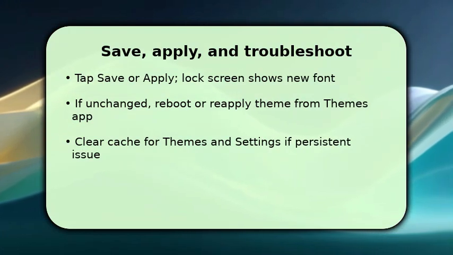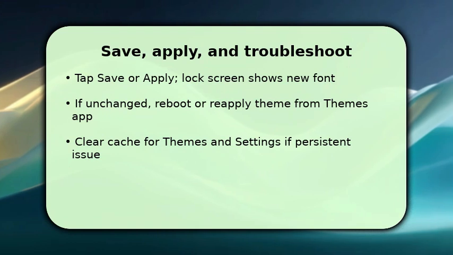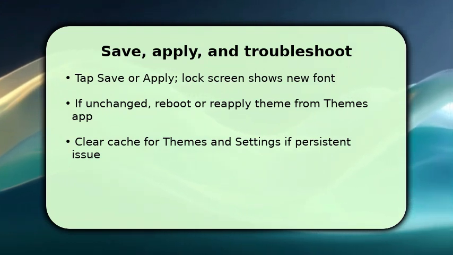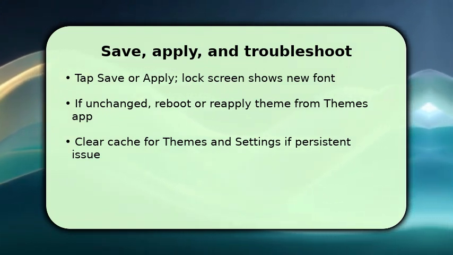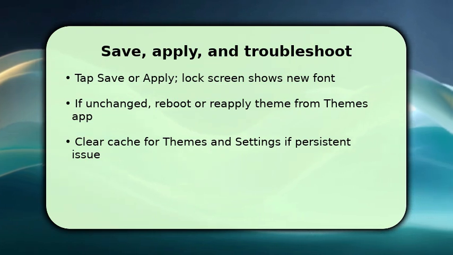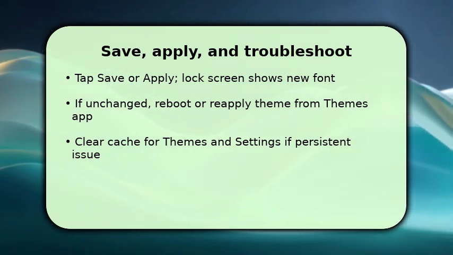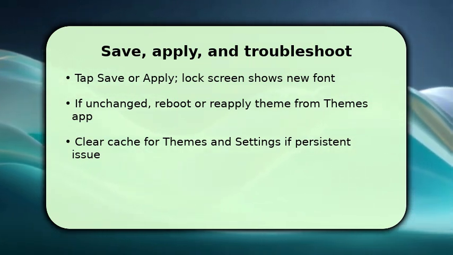Finally, tap Save or Apply to commit the new clock font and exit the editor. Lock the phone to verify the change on the actual lock screen. If the font didn't change, reopen the editor and reapply, then reboot the device. MIUI often needs a restart to refresh widgets.